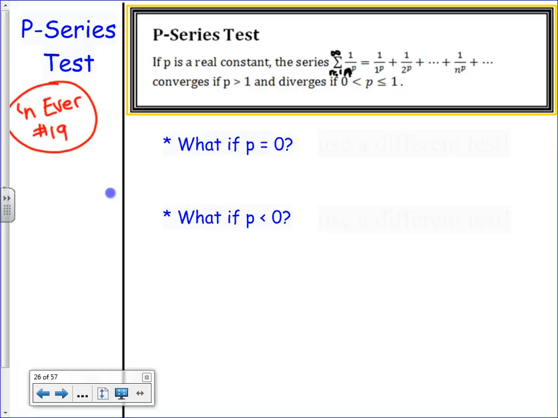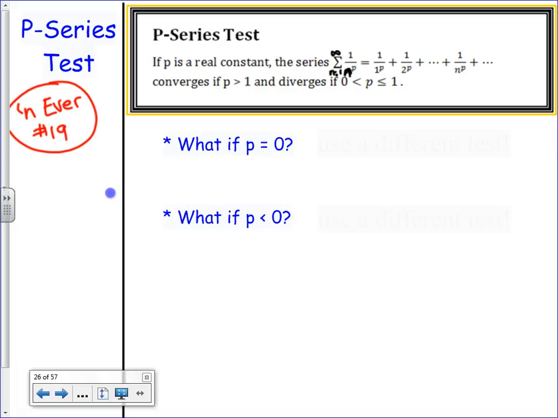If p is a real constant, the series converges if p is greater than 1 and diverges if p is in between 0 and 1, including 1. Wait, that's it? That's it. What would be some ones that would be diverging? 1/2, 1/3, 3/4, 5/6, right?